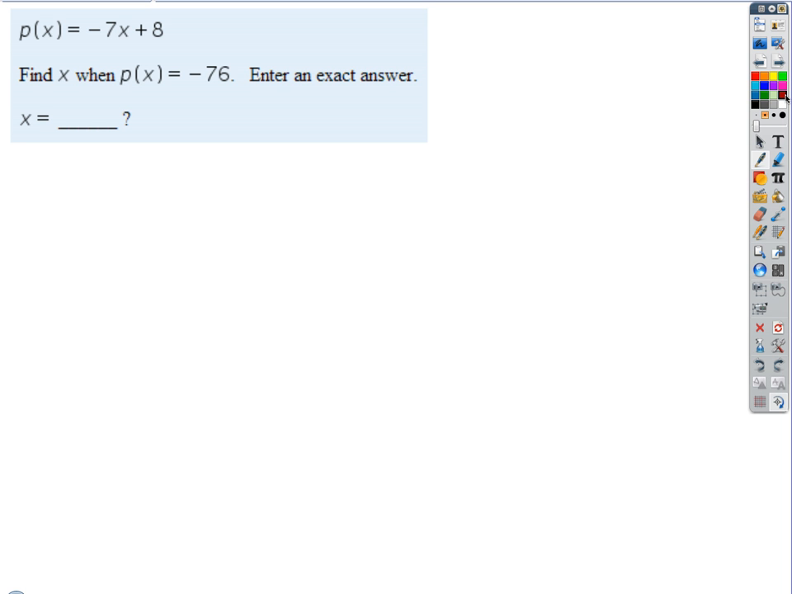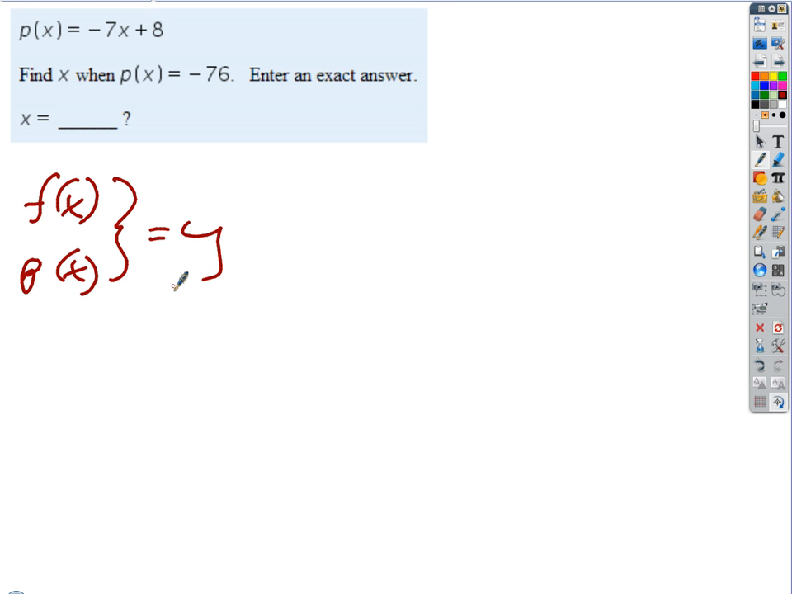So I'm going to have to solve an equation here. Find x when p of x equals negative 76. Well, remember what we said way back at the beginning of the year when we first started talking about function notation. We said that f of x is really just a fancy name for y. Any function is. There's nothing special about f of x. We could call it g of x or h of x or p of x or whatever. It doesn't make any difference. In this case, it happens to be p of x, but either one of those just means y, just a fancy name for y.